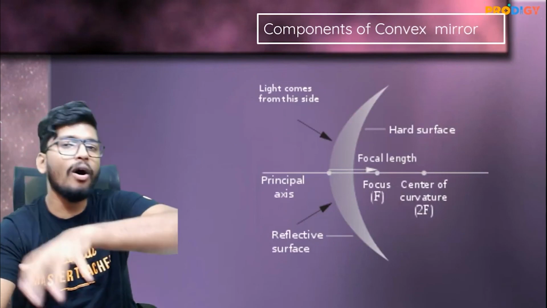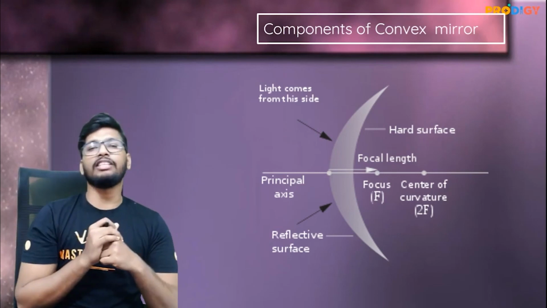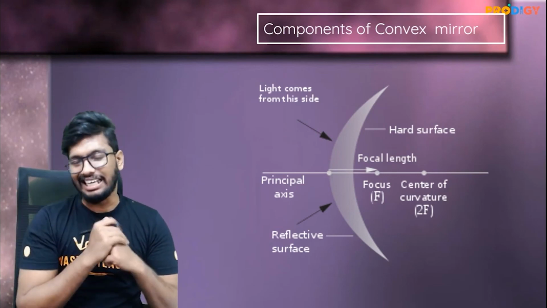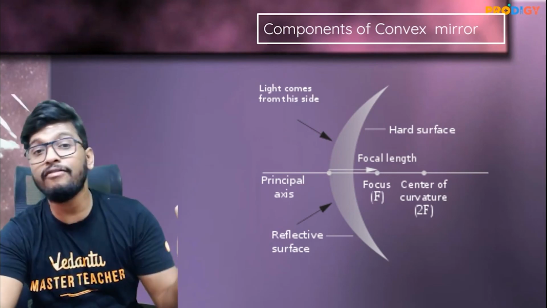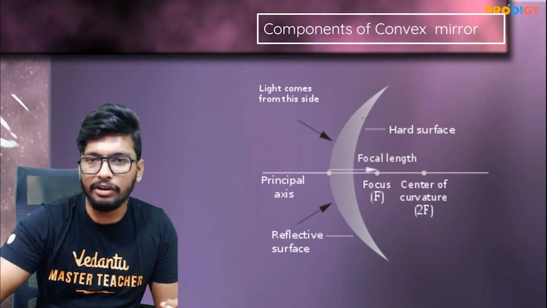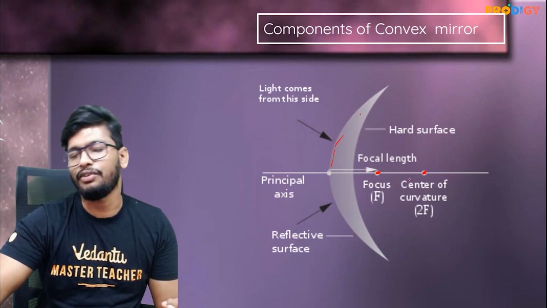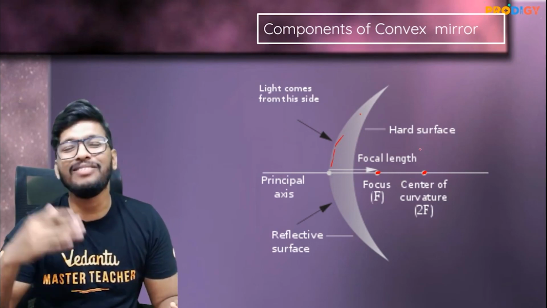Be it concave or convex, it's the exact same thing, just that the positioning of the center of curvature and focus might be a little different. So in your concave mirror, it's in front of the mirror. In convex mirror, it's behind the mirror. You can see this. If this is the mirror, this is where the focus and center of curvature is. Again, more about it we'll study later on.